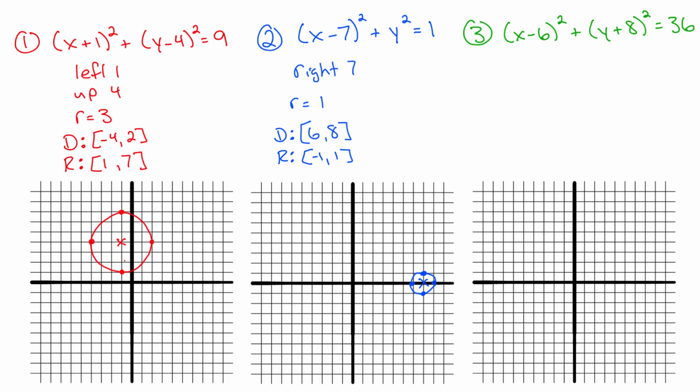I have an x minus 6, that tells me to go right 6. I have a y plus 8, that tells me to go down 8. And then I have a 36 for my value that is equal to, the square root of that is 6. So there's my radius. So let's try this. Let's go right 1, 2, 3, 4, 5, 6. Down 1, 2, 3, 4, 5, 6, 7, 8.